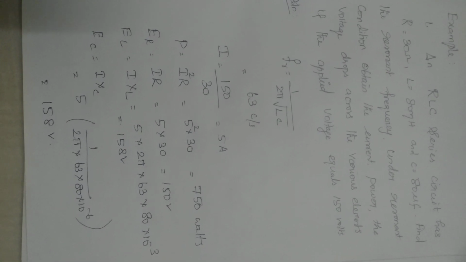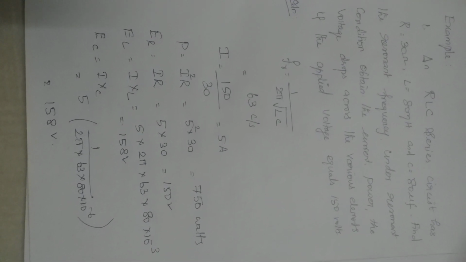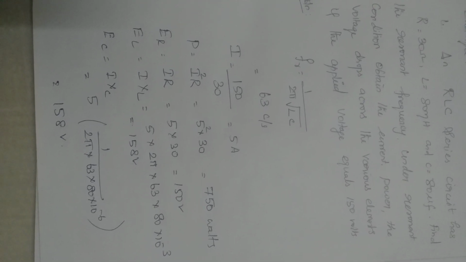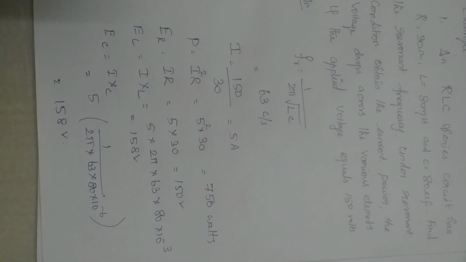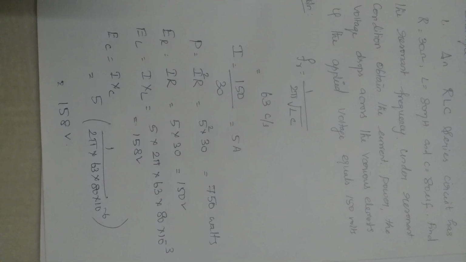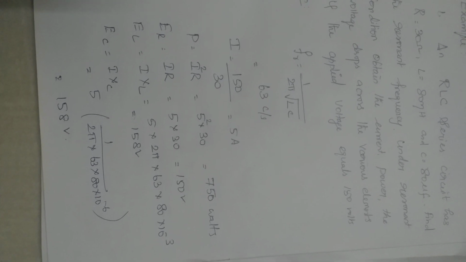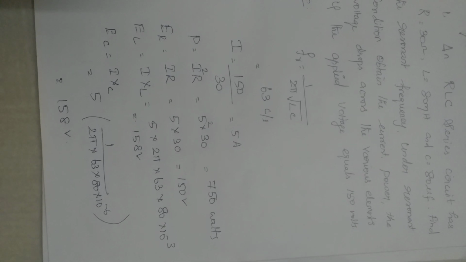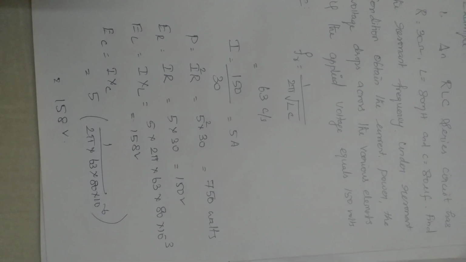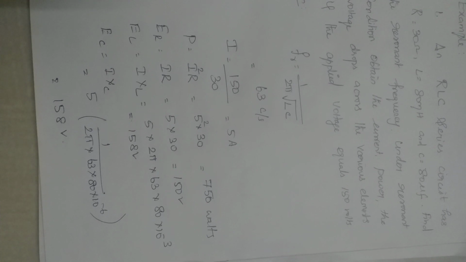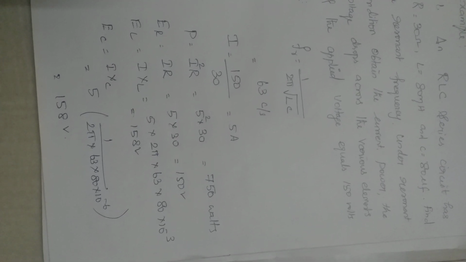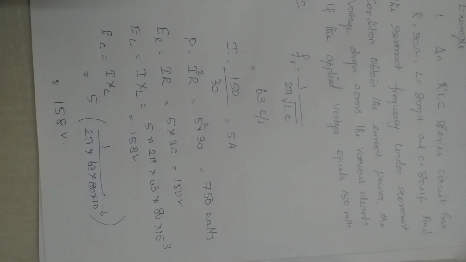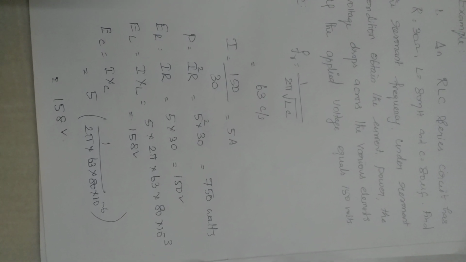An RLC circuit has resistance R equal to 30 ohms, inductor L equal to 80 millihenry and capacitor C equal to 80 microfarad. Find resonant frequency, and under resonant condition, current, power, and voltage across each element, if the applied voltage is 150 volts. Resonant frequency is calculated using the formula 1 by 2 pi root LC. L is given as 80 millihenry, C is given as 80 microfarad. By substituting this, resonant frequency is obtained as 63 cycles per second.